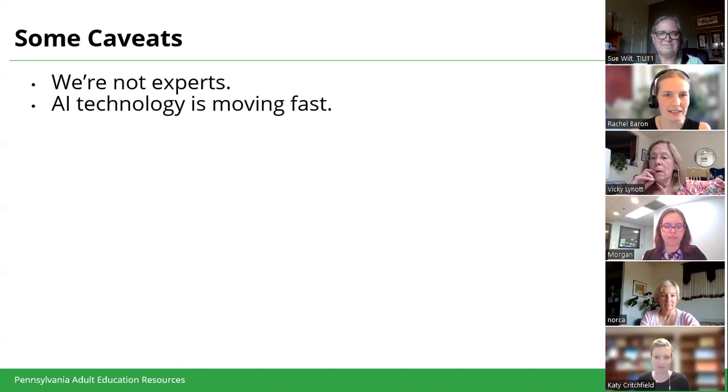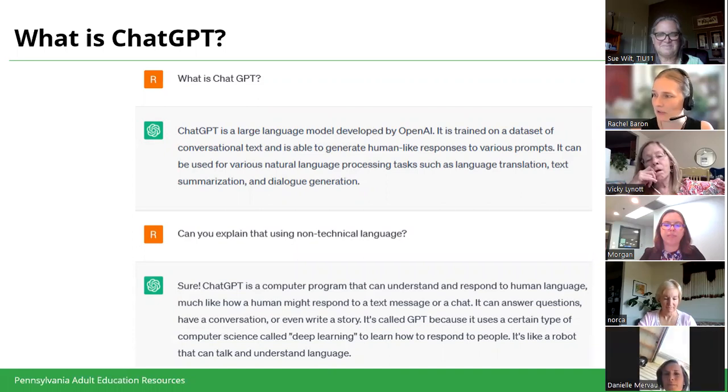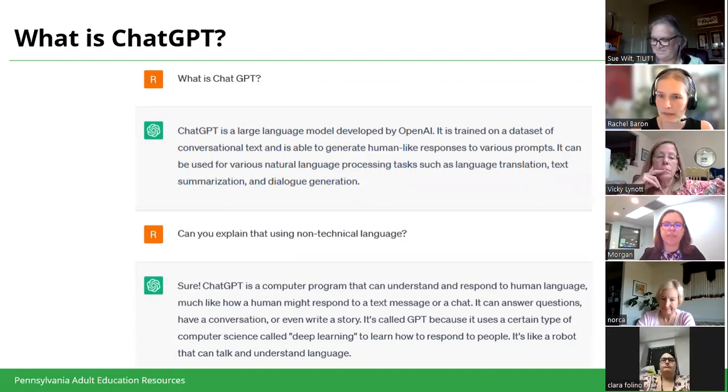All right, so let's get started. So what is ChatGPT? Obviously, the first place to start is to ask ChatGPT what it is. So this is an example of a conversation that I had. I asked ChatGPT, what is ChatGPT? And it says ChatGPT is a large language model developed by OpenAI. It is trained on a data set of conversational text and is able to generate human-like responses to various prompts. It can be used for various natural language processing tasks such as language translation, text summarization, and dialogue generation.